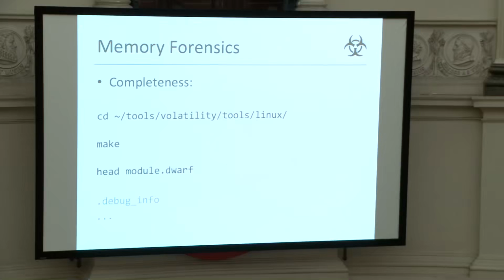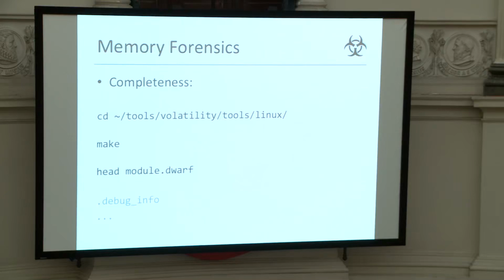Then this is for making your profile. Once you've got Volatility and your target system, you'll go into the tools Linux subdirectory and run make. That will get you this module.dwarf file, the output from running make. You can run head on module.dwarf, and one of the first things you should see is this .debug_info string. That'll let you know that you're good to go. You're ready to roll.